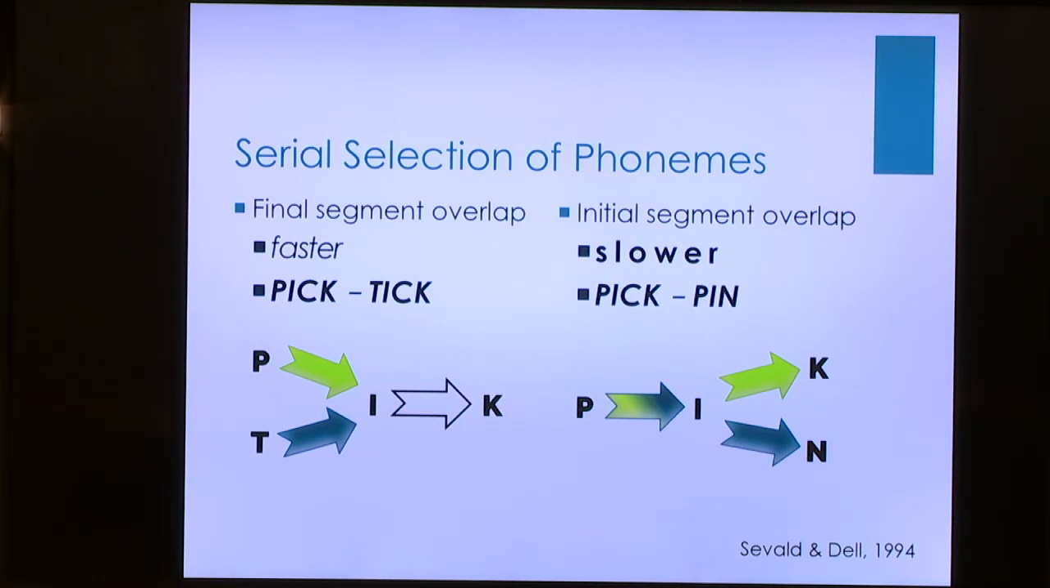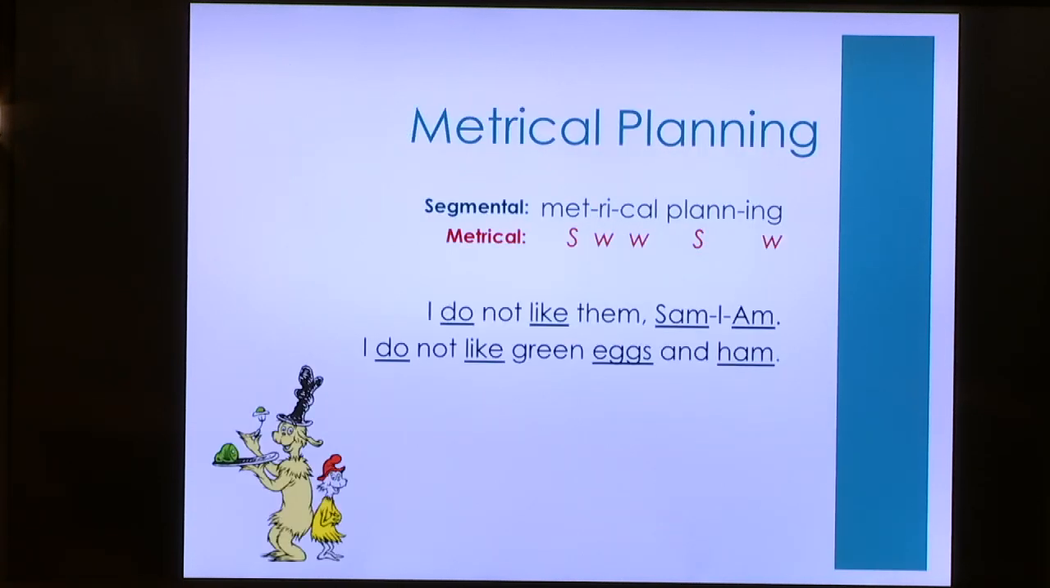And they interpreted that as saying that phonemes are selected in sequence. They have a serial order. And the production system takes time to sort out this interference in the case of pick-pin. But what about meter? In phonological encoding, we've got segmental planning, but we also have metrical planning, which accounts for the stress patterns in an utterance.